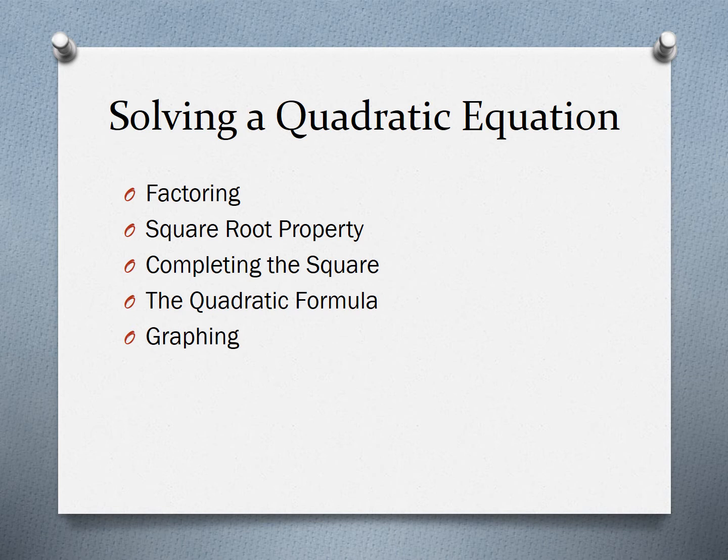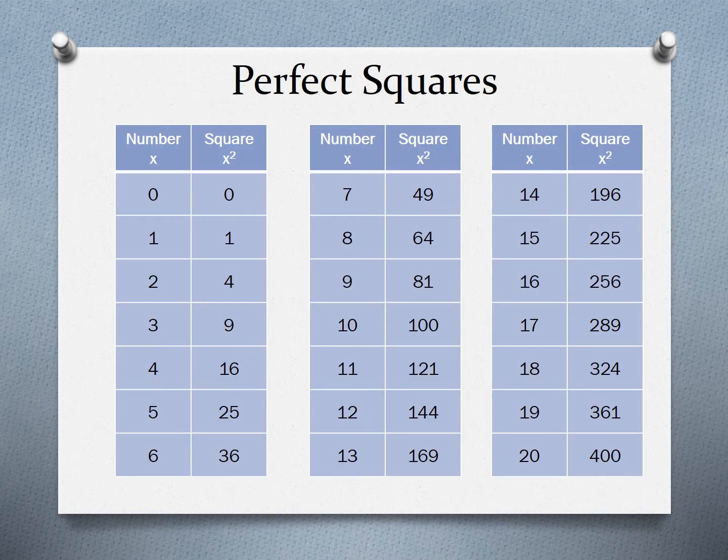We'll practice that after we learn to use each of the methods. In this lesson, we will learn to use the square root property method. It is important as we use the square root property to always be able to successfully recognize perfect squares. So we have perfect squares up to the number 20 right here on your screen.